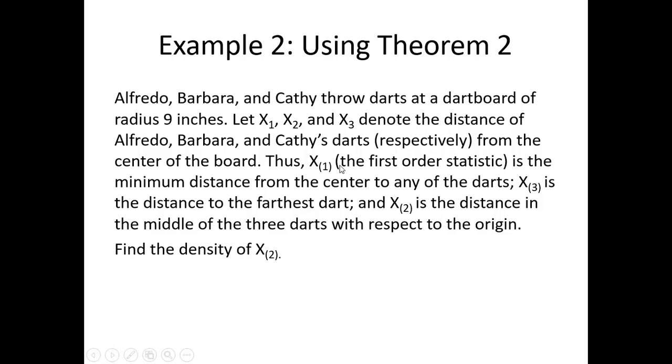So this x1, the first order statistic, will be the minimum distance from the center to any of these darts. x3 would be the farthest dart, and x2 is the distance in the middle of the 3 darts with respect to the origin. And our goal is to find the density of x2. Okay, this would be the middle part.